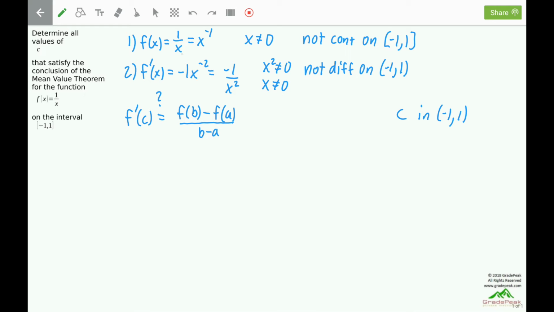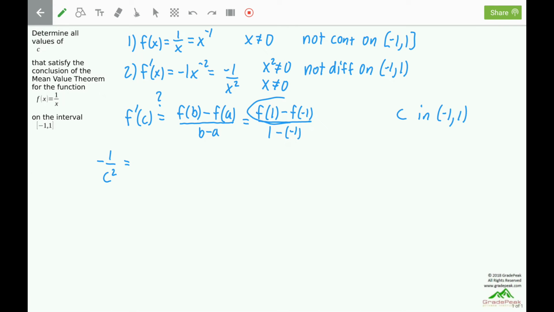F prime of c can be evaluated on the left side by plugging c into f prime of x. So that will give us -1 over c squared equals 2. We're on the interval of -1 to 1. A is the left endpoint, B is the right endpoint. So this would equal f of the right endpoint 1 minus f of the left endpoint -1, over the right endpoint 1 minus the left endpoint -1.